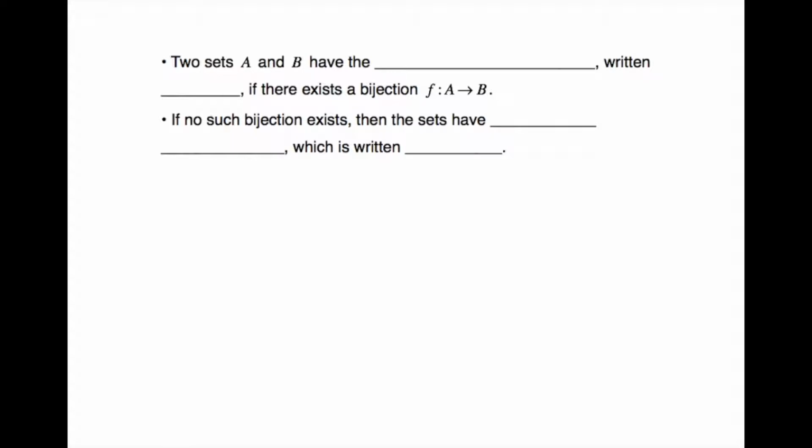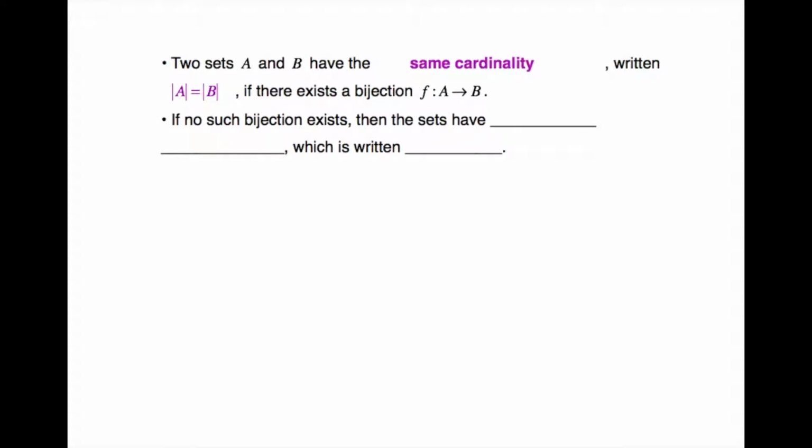So two sets A and B have the same cardinality, and it's written like this, if there exists a bijection from A to B. That makes sense. If there's 5 elements in A and 5 elements in B, it's possible to build a bijection between these two sets, and we are confident that they have the same number of elements. If no such bijection exists, then the sets have different cardinality, and it's written like this.